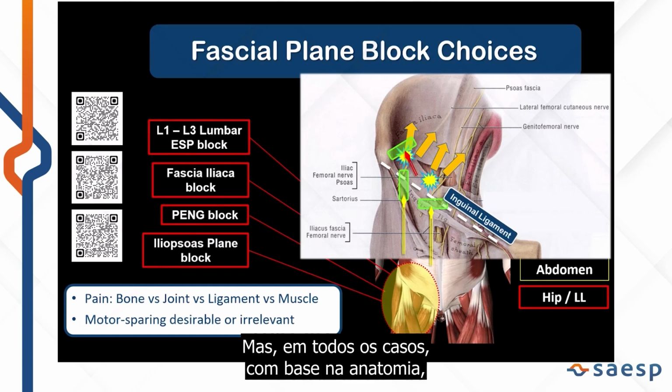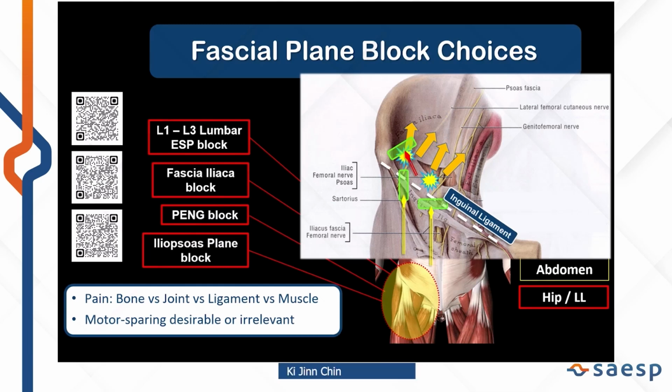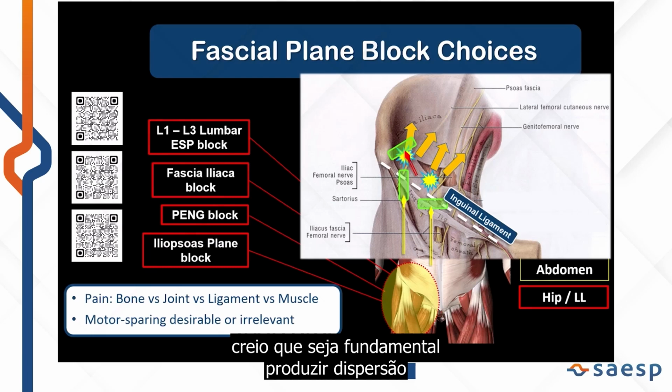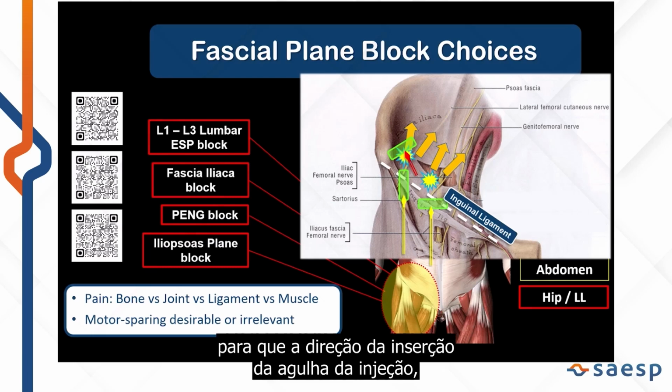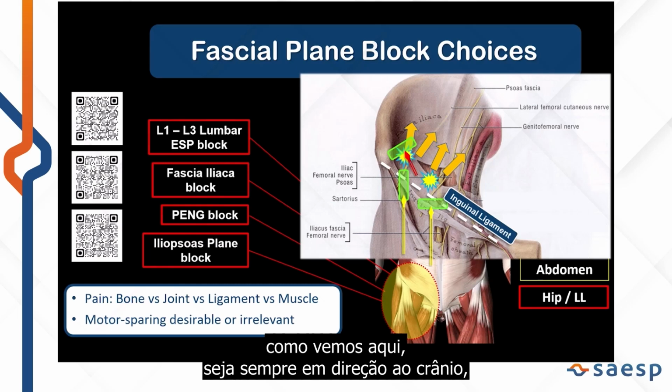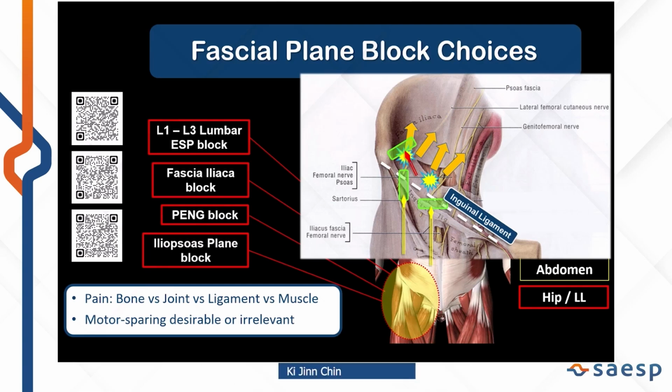But in all cases though, based on the anatomy, it's my opinion that it's critical to produce spread towards the lumbar plexus, so the direction of needle insertion and injection, as you see here, should always be in a cranial direction, because this will produce the maximum amount of spread towards the targets that we're interested in.